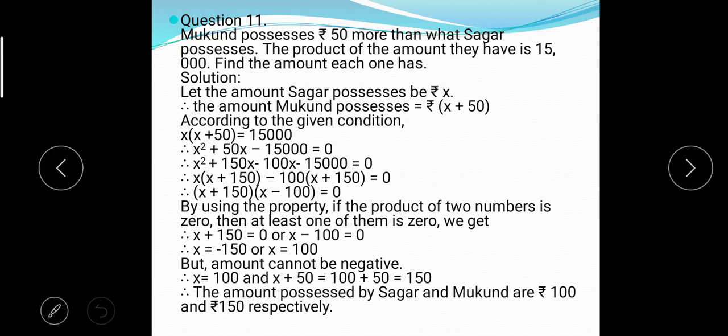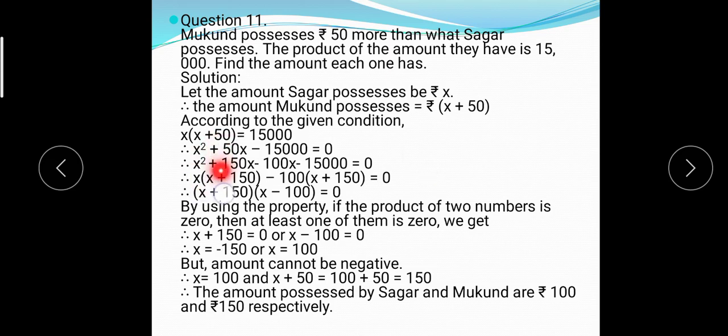Mukund possesses 50 more than Sagar. Therefore, the amount Mukund possesses is x plus 50. According to the given condition, the product of the amounts they have is 15,000. So x in bracket x plus 50 is equal to 15,000. Okay. Therefore, after calculating this, x into x is x square, then x into 50 is 50x, minus 15,000 is equal to 0.